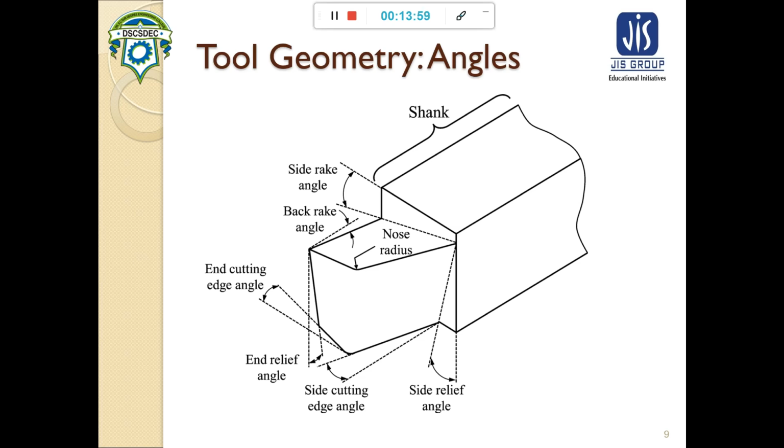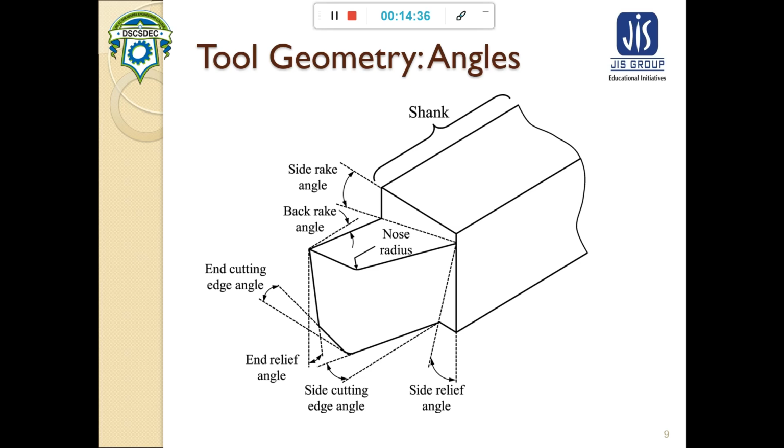Next there is relief angle. The work of the relief angle is to give clearance between the machined surface and the workpiece. So this clearance is given by the relief angle. There are two relief angles: first one is side relief angle, second one is end relief angle. Both remove the possibility of getting rubbed with the workpiece.